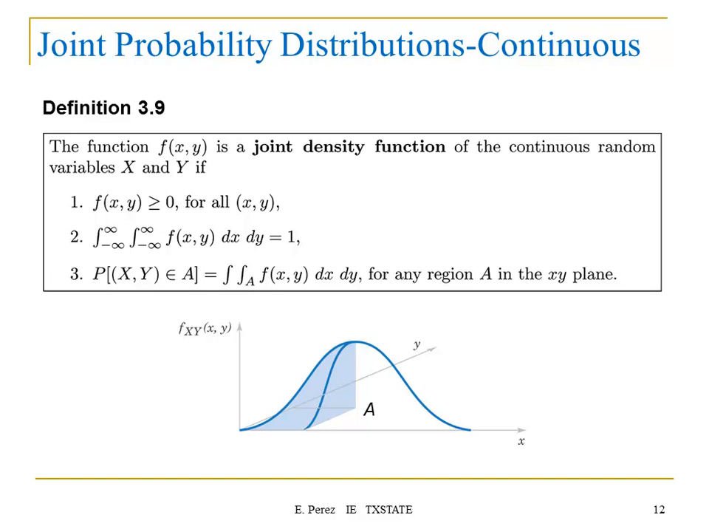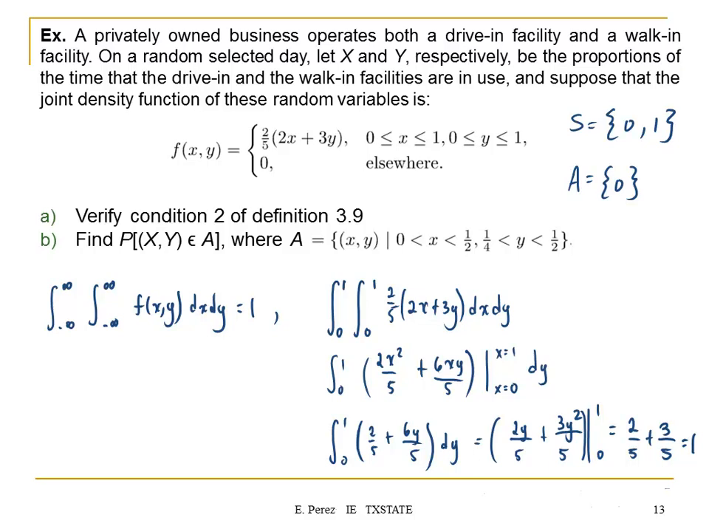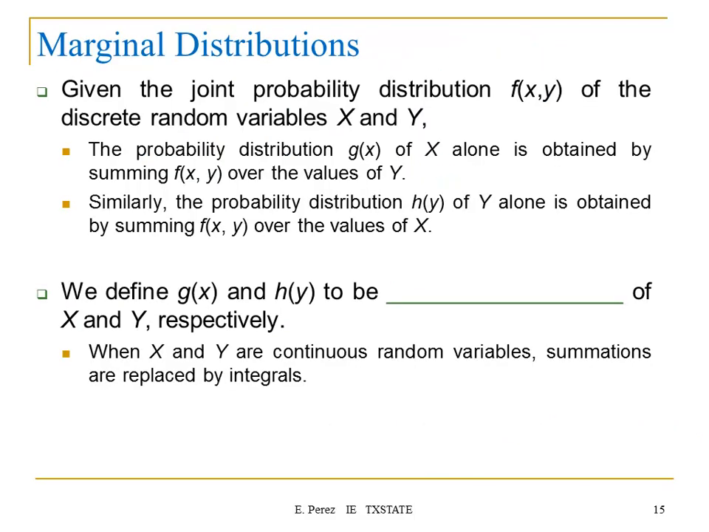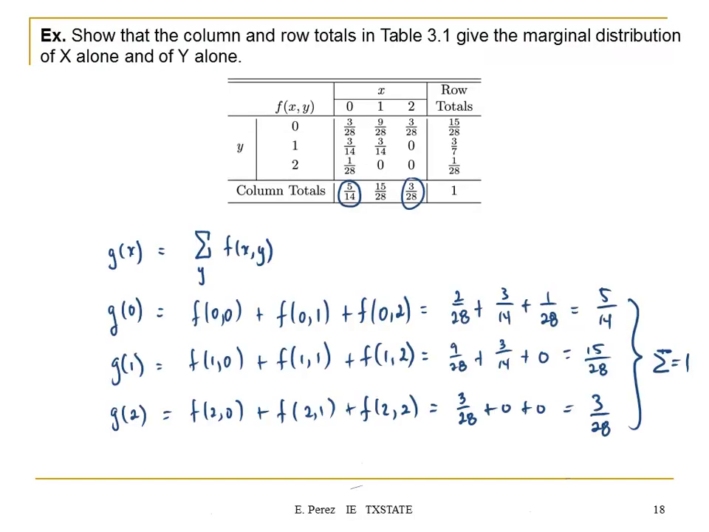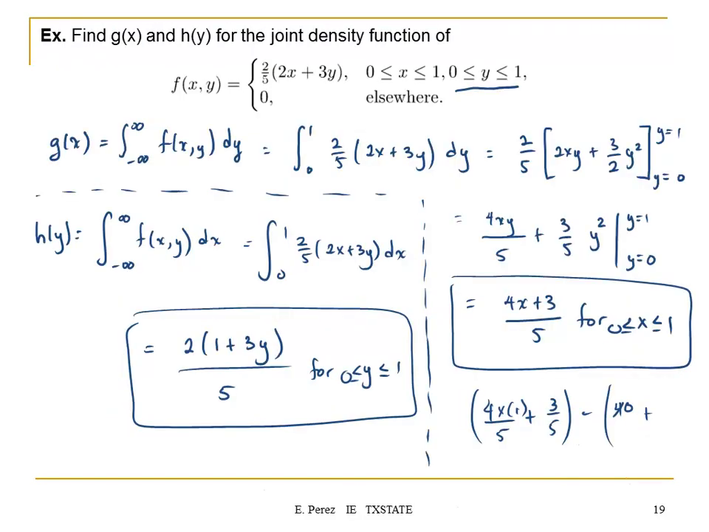So here's the formal definition. We went through this on Wednesday. We worked on this example. And also then we covered what a marginal distribution is, again for the discrete case and also for continuous. And this is the last example we discussed in class.